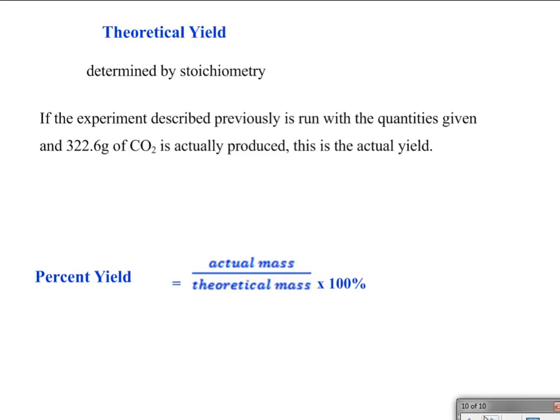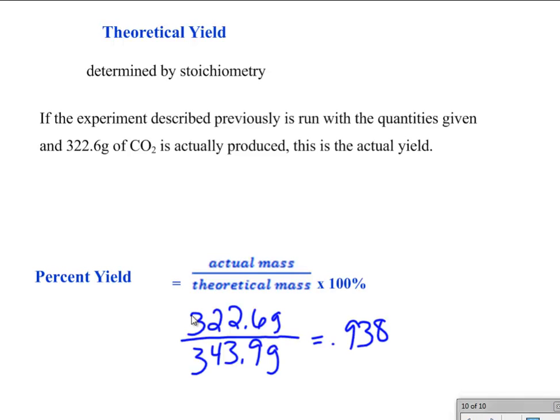If we want to find out grams of carbon dioxide, we take it times the formula mass. Theoretical yield compares what we get experimentally to what we should get based on thermodynamics. We take the theoretical yield that we calculated, 343.9 grams, and divide that into our experimental mass, 322.6 grams, and that will give us our percent yield. So we end up with 0.938 or 93.8% of what we should get theoretically, which is pretty good yield.